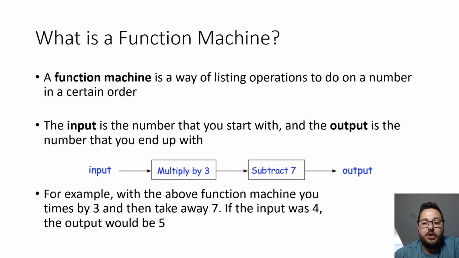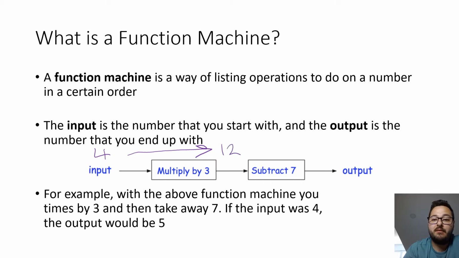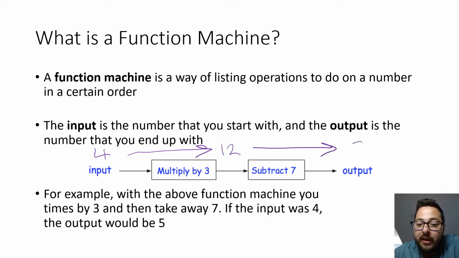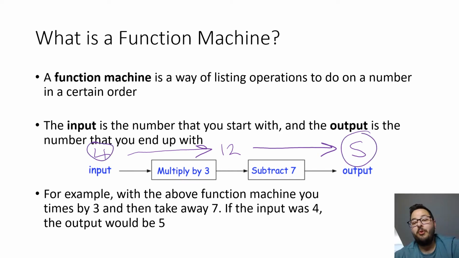And so this makes you multiply by 3 and then take away 7. So for example, if the input was 4, the output would be 5. So let's just see that work for a second. So let's say we start with 4, we multiply by 3 and we end up with 12. Then we subtract 7 and we end up with 5. Yeah, so 4 times 3 is 12 and then 12 take away 7 is 5. So this is your input, the 4, and this is your output, the 5.